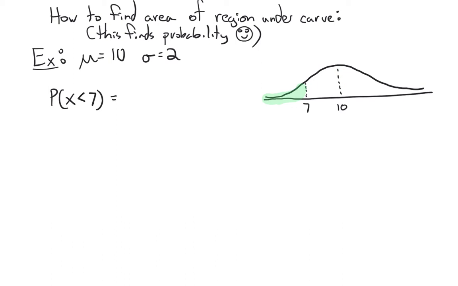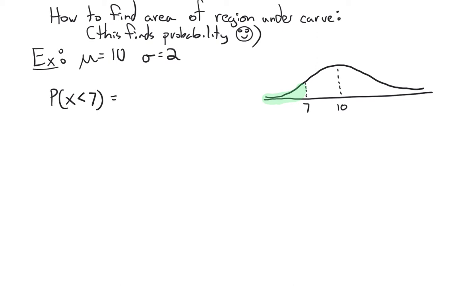So let's say we're interested in the probability that if we choose something from this distribution here, that it is less than 7. I'm telling you this is the same normal distribution that we looked at on the previous slide. It has a mean of 10 and a standard deviation of 2. So we'll set it up, and then I'll tell you how we can go about solving it.